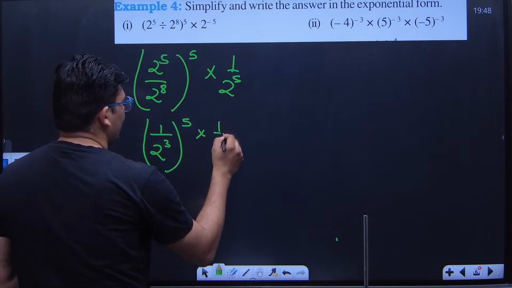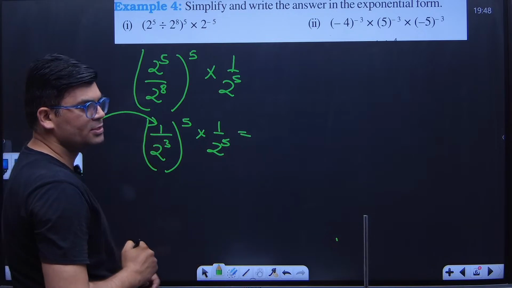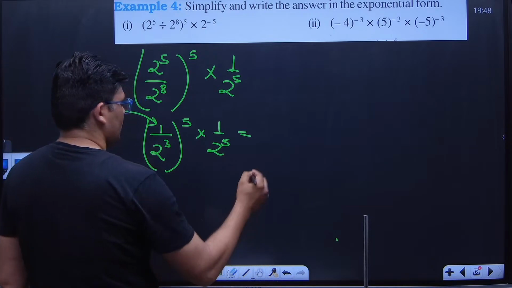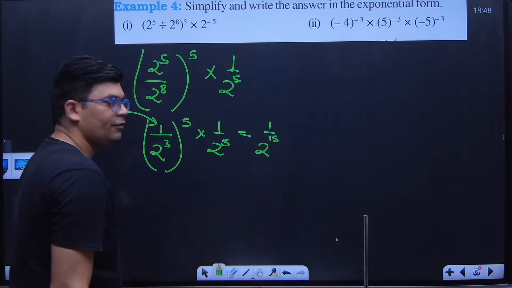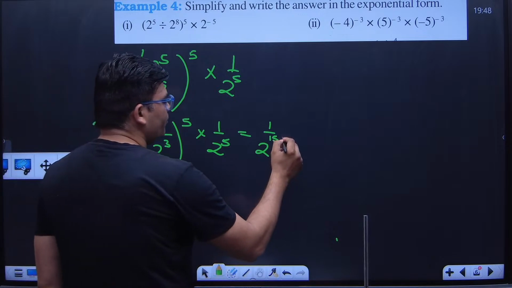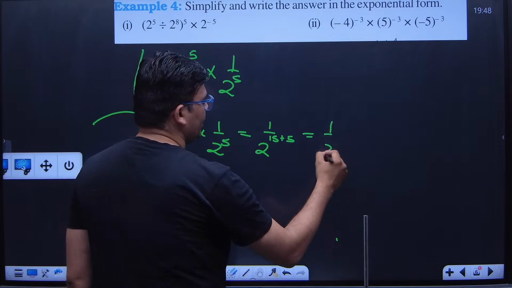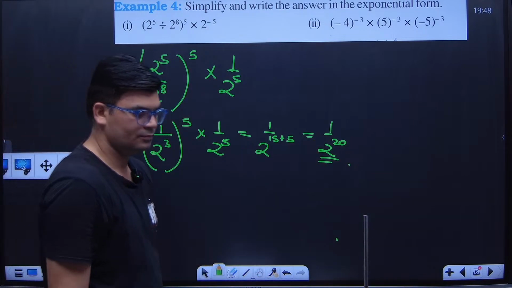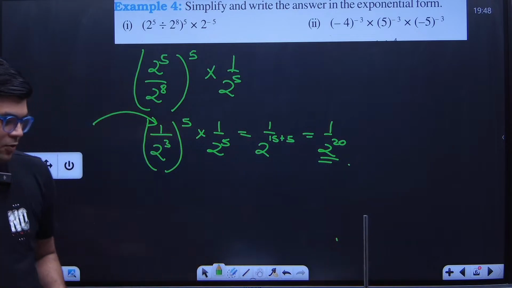Into 1 by 2 raised to the power 5. So which law will come into existence for this? First it would be 1 to the power 8, no? This is going to be 1 by 2 raised to the power 15. The power of a power is multiplied, and then you have plus 5. Why plus 5? Because power will get added up. So this is going to be 1 by 2 raised to the power 20. Please check your answer. Yes, sir.